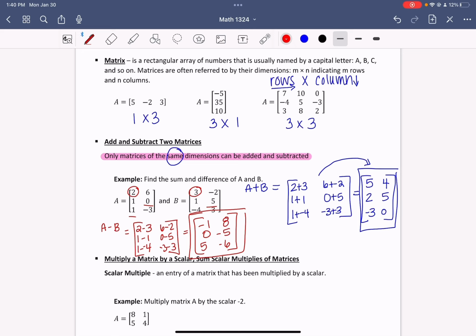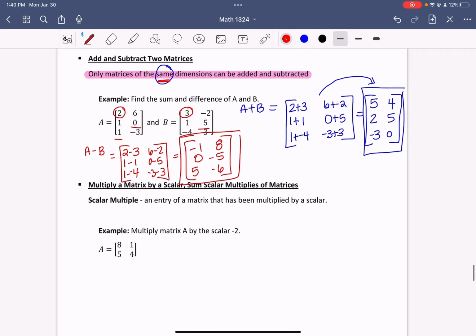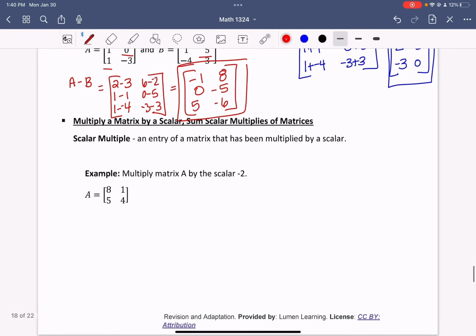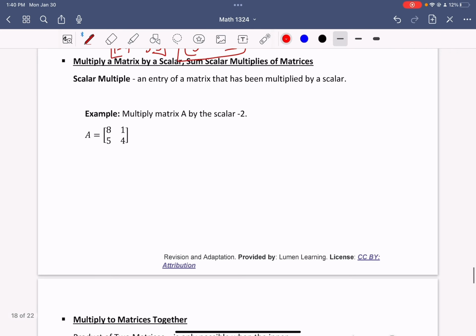So you can add and subtract matrices, no problem, but they have to be the same dimension or same size. Now let's look at multiplying a matrix, and we're going to look at scalar and then matrix multipliers. And so the first part, let's talk about a scalar multiplier. It's an entry of a matrix that has been multiplied by a scalar. For example, multiply matrix A by the scalar -2. Or they could write this as, what is -2A?